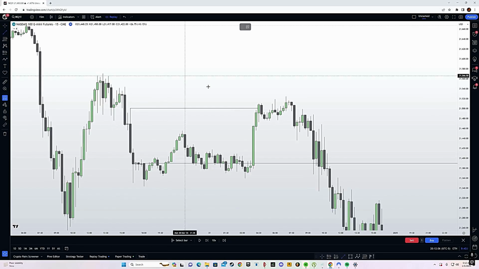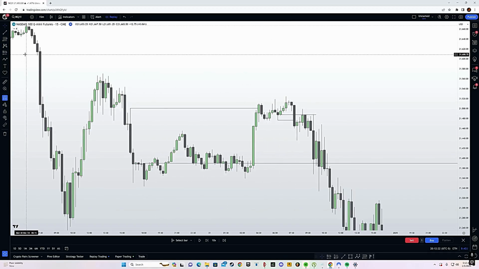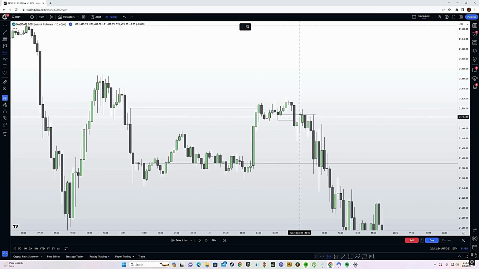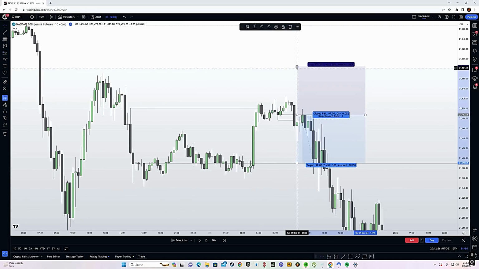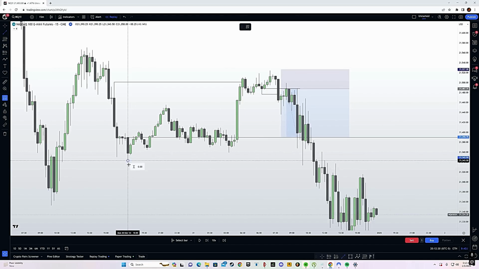Then what we're doing is we're looking for a market structure shift. Right here, we have it. Now, what else do we have here? We have this order block, continuous bullish candles that swept liquidity. That is your order block. This is your short position right here. Stop goes right above the high. What do we have here? Equal lows.